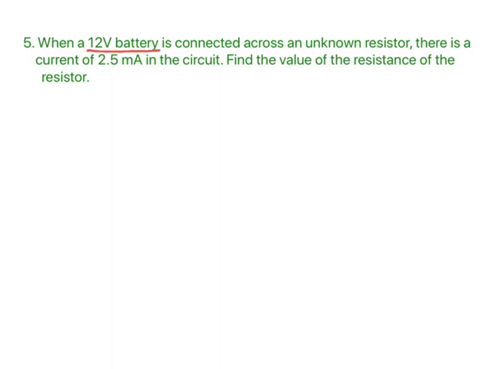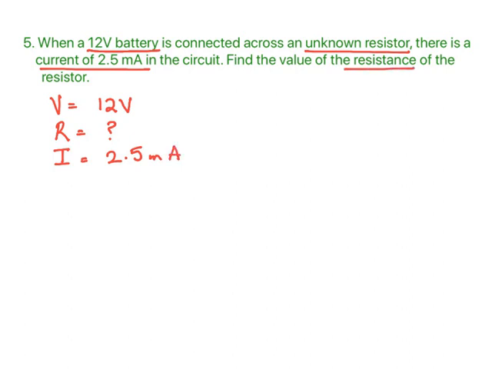When a 12-volt battery, so voltage 12 volt, is connected to an unknown resistor, resistance unknown, there is a current of 2.5 milliamperes. Find the resistance. We need to find the resistance. First, the milliamperes had to be converted into amperes, which means you have to divide by 1000 to convert into amperes.